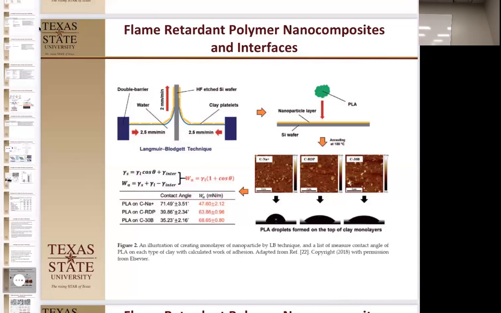But anyway, what they were able to do was make the nanoparticle layer. Then they dropped the liquid on here, and they saw that the different types of clay have different surface tensions. This is an organomodified clay. This is the sodium salt of the clay as it comes out of the ground. Actually, it probably comes out mixed and purified.